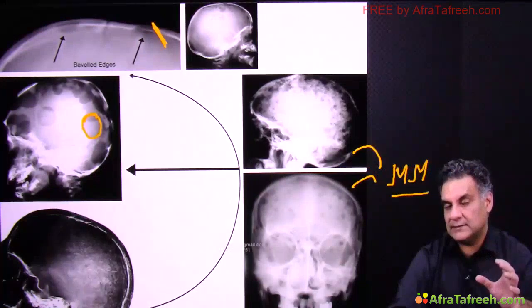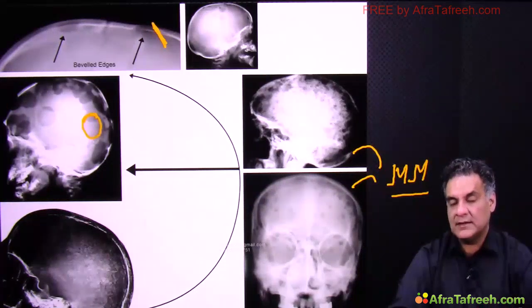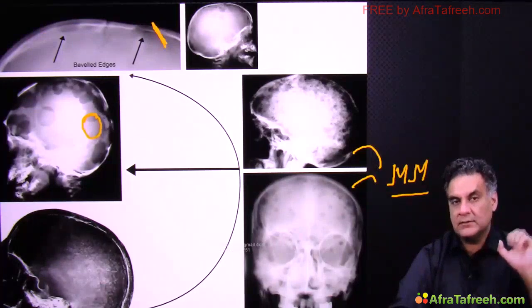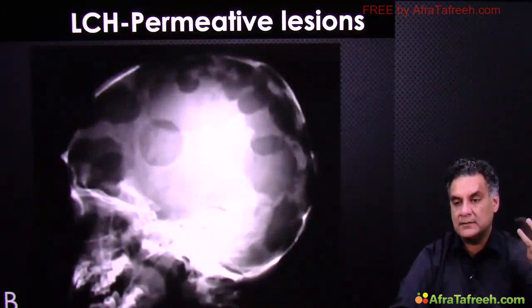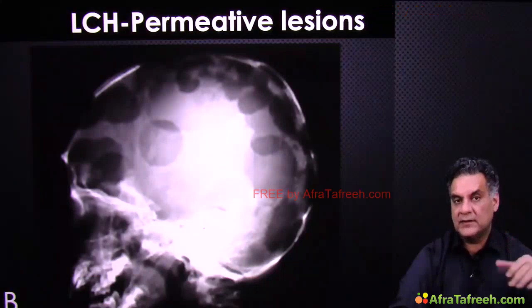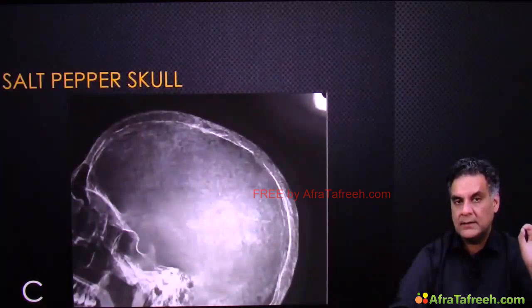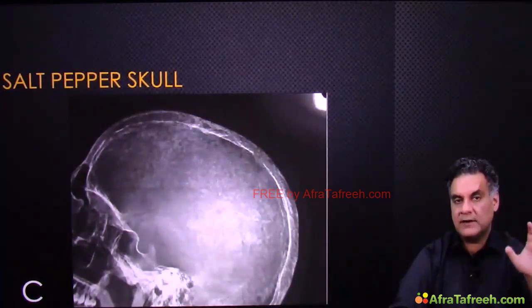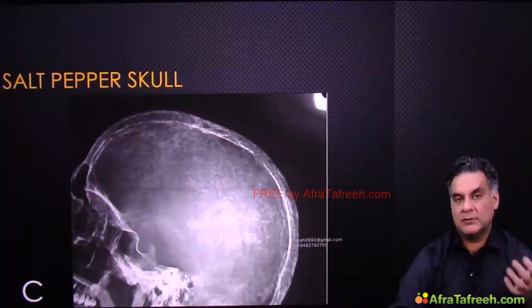When we look at permeative margins of Ewing's and permeative margin of skull, they are a little different. In skull, permeative means large lesions. So these are beveled lesions, sloping lesions of eosinophilic granuloma. These are Langerhans cell histiocytosis permeative lesions. These are salt pepper skull, hyperparathyroidism, a very, very rare cause of a lytic lesion, but included so that you can solve the questions.